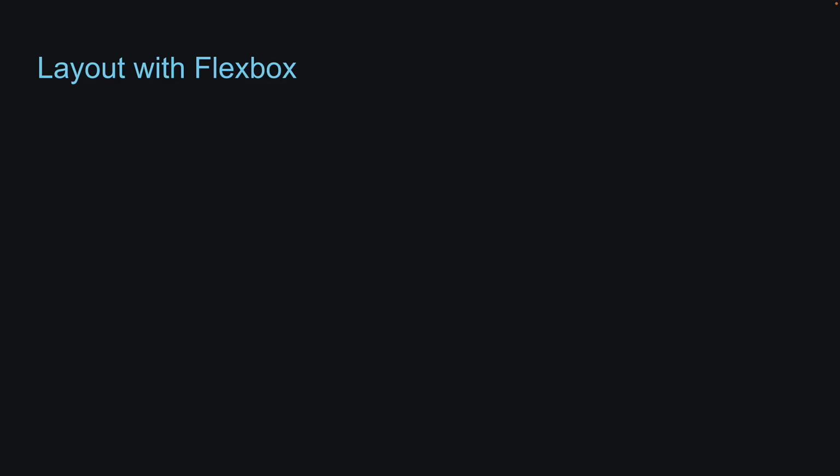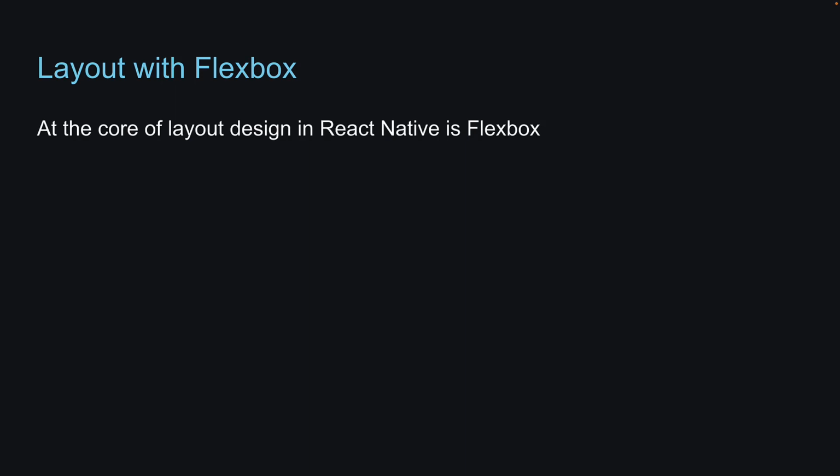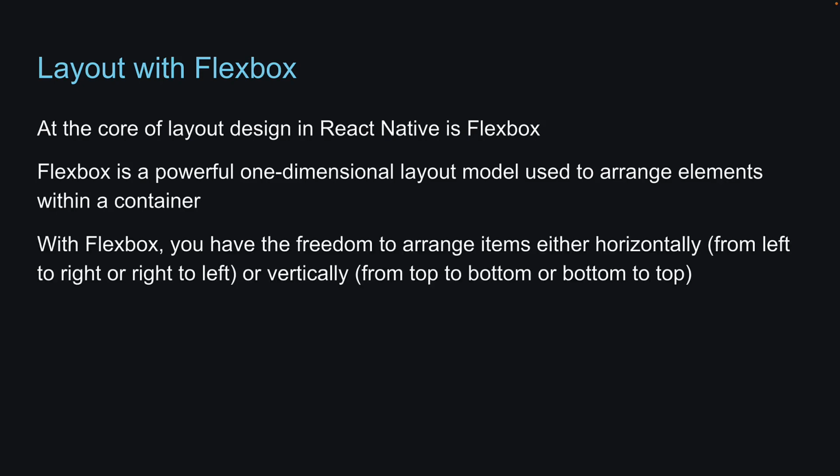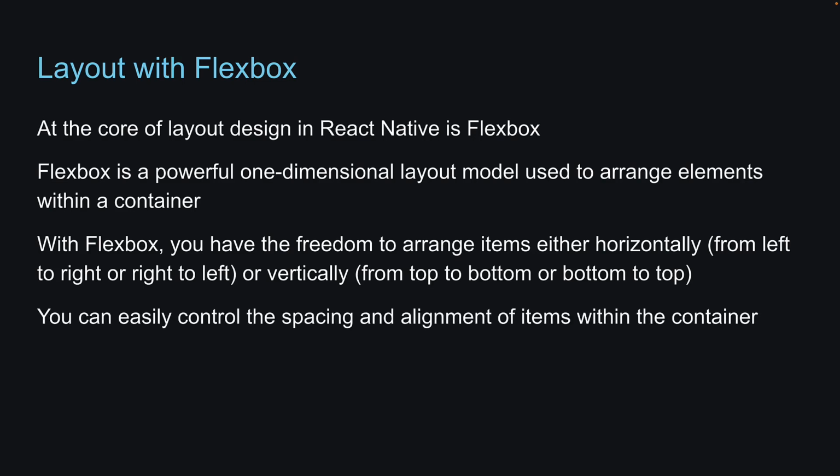Welcome back. In this fourth section of the course, we will dive into the world of layouts in React Native. At the core of layout design in React Native is Flexbox, which is a powerful one-dimensional layout model used to arrange elements within a container. With Flexbox, you have the freedom to arrange items either horizontally from left to right or right to left, or vertically from top to bottom or bottom to top. Additionally, you can easily control the spacing and alignment of items within the container.